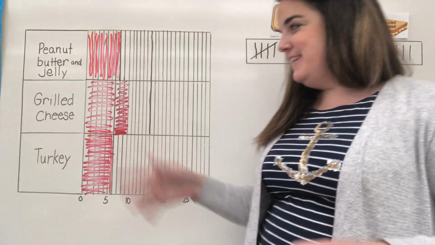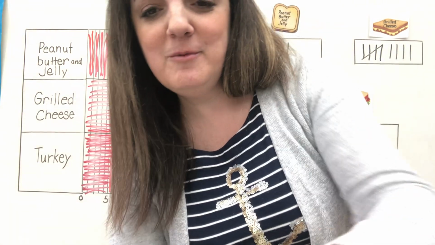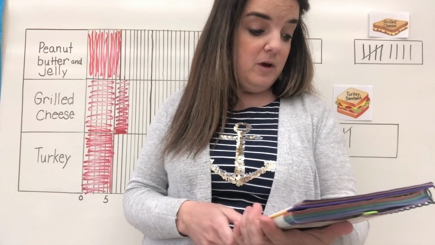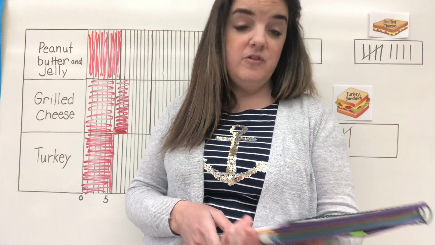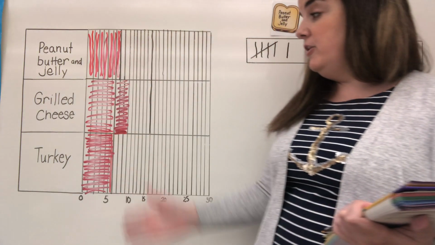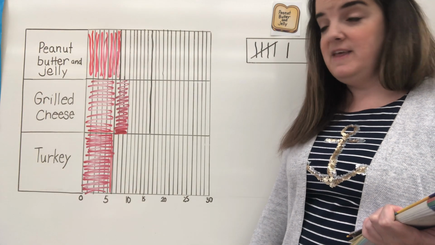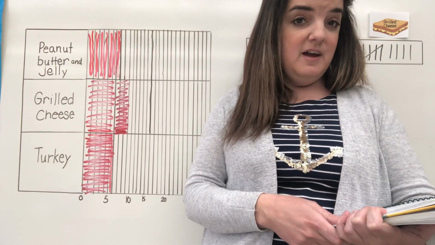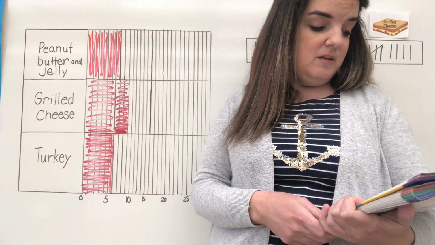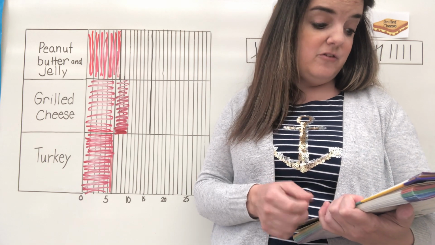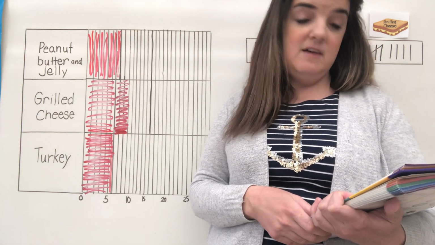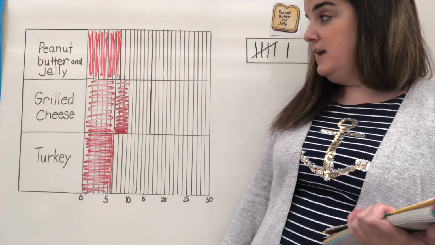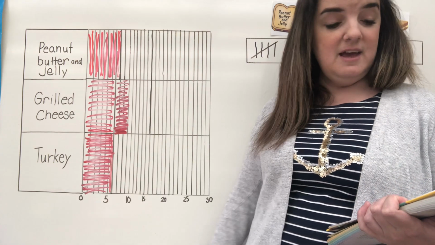Okay, so looking at the graph, now we need to answer some questions on the bottom. The first question in box A says, which sandwich do the most students like best? So, which one had the most votes? That would be the grilled cheese. So you're going to mark grilled cheese on the box there. And then it says, which sandwich do the fewest students like best? So which one had the smallest amount of votes, or the least amount? And that would be the turkey, okay?